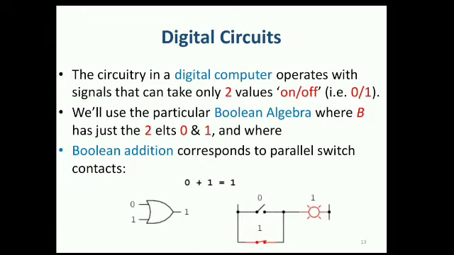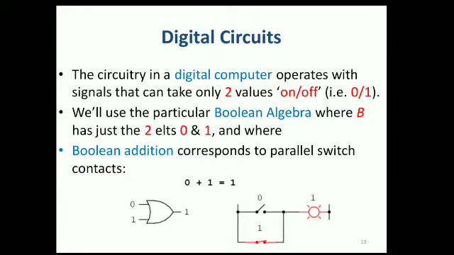Now the next part is logic gates, and before going to logic gates we have to understand the digital circuit. The circuitry in a digital computer operates with signals that can take only two values, that is on or off, or we can say 0 or 1, or we can also say low voltage or high voltage.